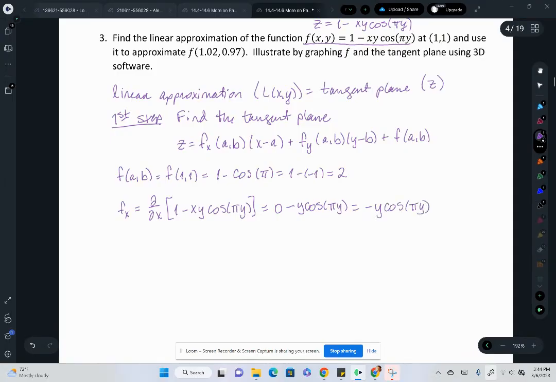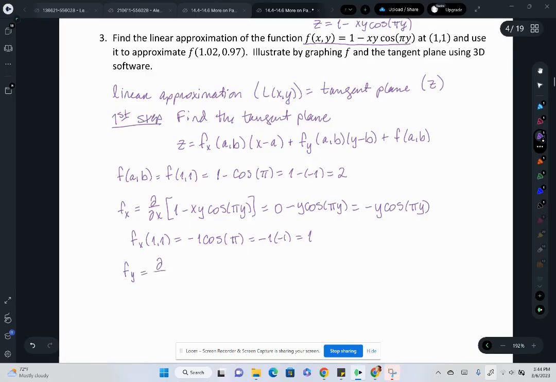Now I need to know what my partial derivative with respect to x is at the point 1, 1. So I plug in 1 and 1, I get negative 1 times cosine of pi, which is going to give me negative 1 times negative 1, or positive 1. Okay, I have 2 of my parts. One more part, I need my partial derivative with respect to y.